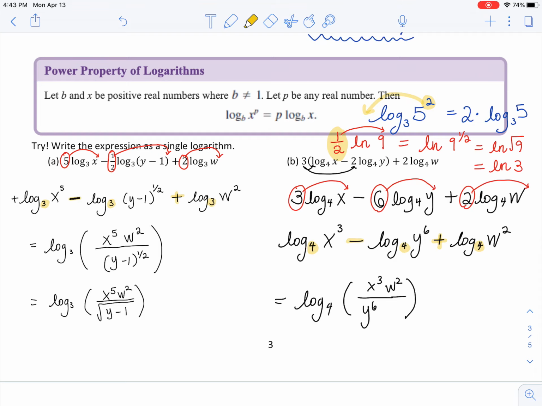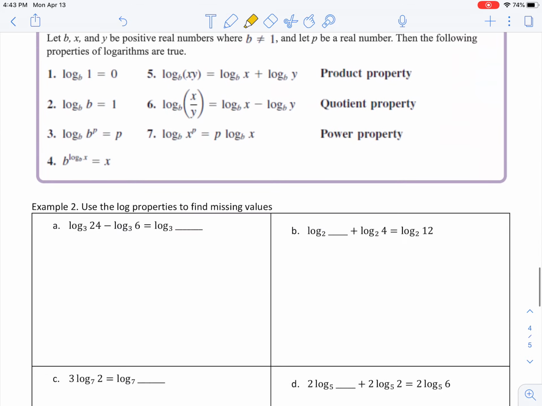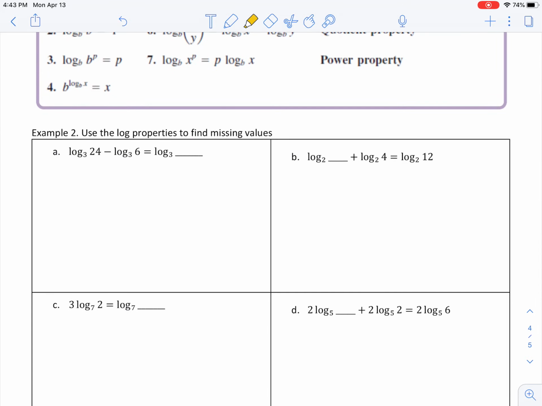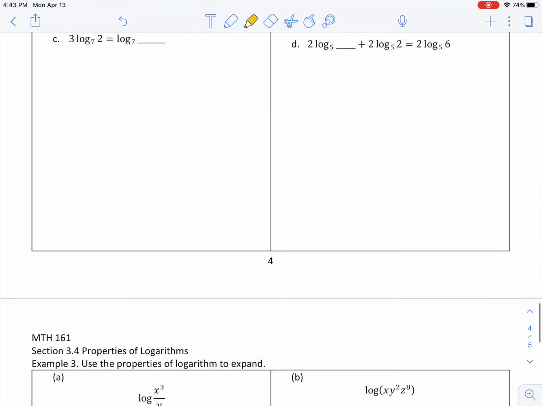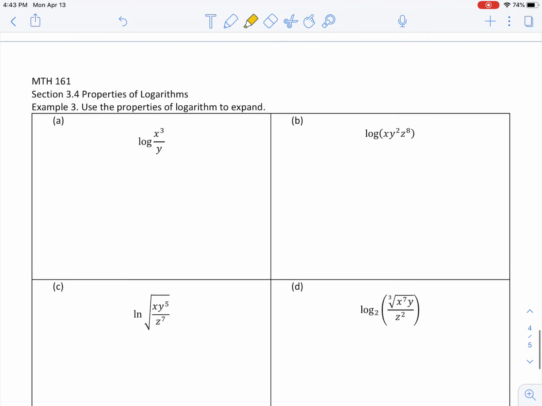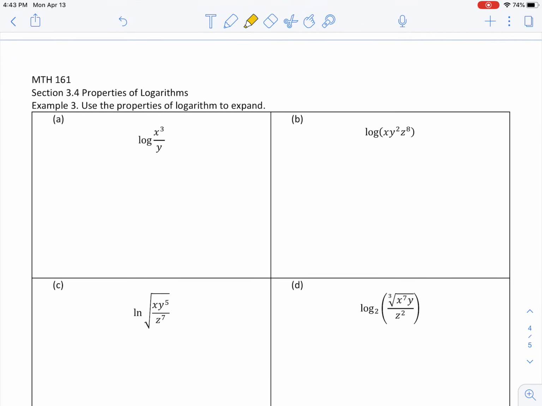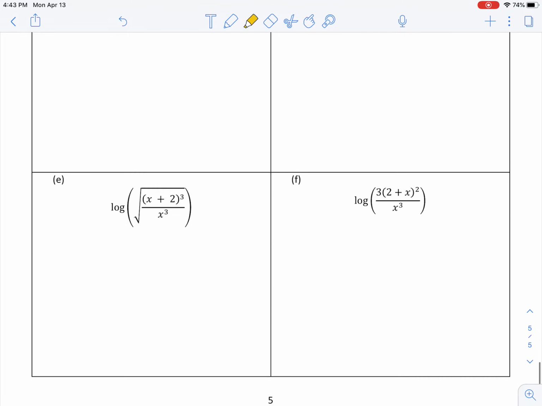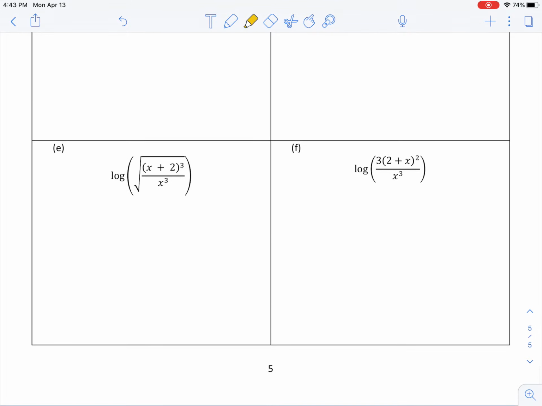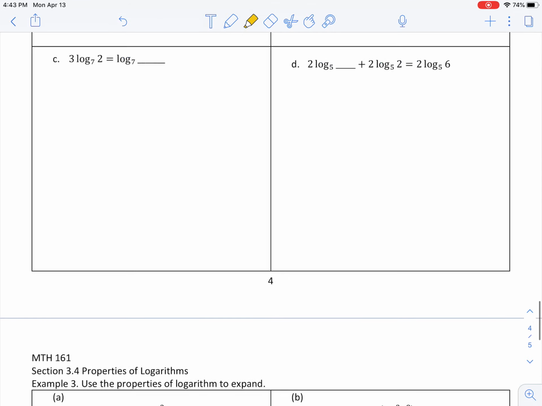Problems 4 and 5 are really the same thing, but I made them fun: find the missing value using these properties. But these may take a little bit longer, and I try to keep these videos from being too long, because sometimes if they're too long, it takes forever to process on YouTube. So I will come back and go over page 4 and 5.